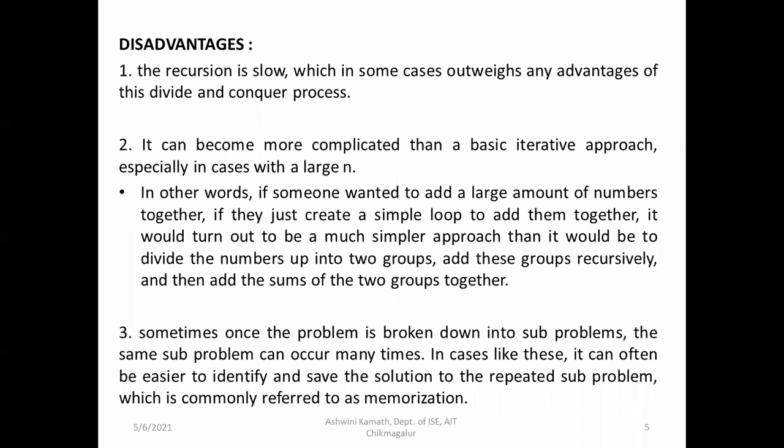Sometimes once the problem is broken down into subproblems, the same subproblem can occur many times. So when we use the divide and conquer technique and divide the problem into subproblems, the same subproblem may be there more than once. In cases like this, it can often be easier to identify and save the solution to the repeated subproblem, which is commonly referred to as memoization. This is one method that we can use for repeated subproblems.